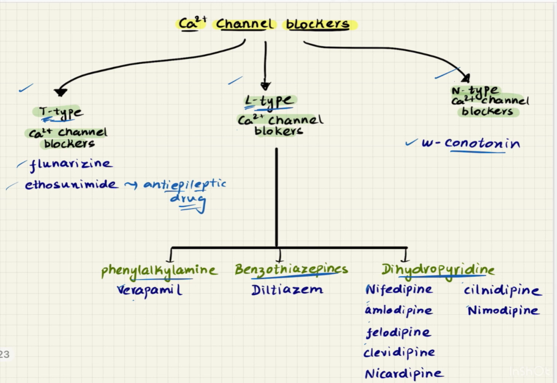Now, coming to the L-type calcium channel blockers, we can further classify them into phenylalkylamines, benzothiazepines, and dihydropyridines. So we can broadly call the first two categories non-dihydropyridine type of calcium channel blockers, and verapamil and diltiazem are the non-dihydropyridine type of calcium channel blockers, while the dihydropyridine type of calcium channel blockers end with the suffix dipine, D-I-P-I-N-E. This is the common suffix of the dihydropyridine type of calcium channel blockers.